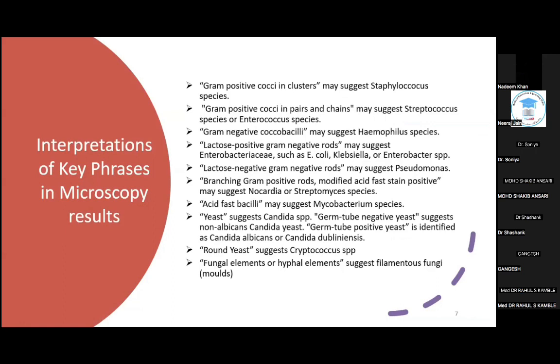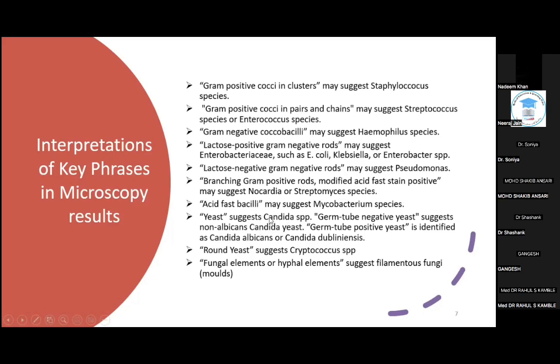So lactose fermenting gram-negative rods, if reported, indicate Enterobacteriaceae like E. coli, Klebsiella. If lactose negative gram-negative rods, it indicates Pseudomonas. Lactose positive indicates Enterobacteriaceae. Branching gram-positive rods indicate Nocardia, Streptomyces species. Acid-fast bacilli indicate Mycobacterium tuberculosis.